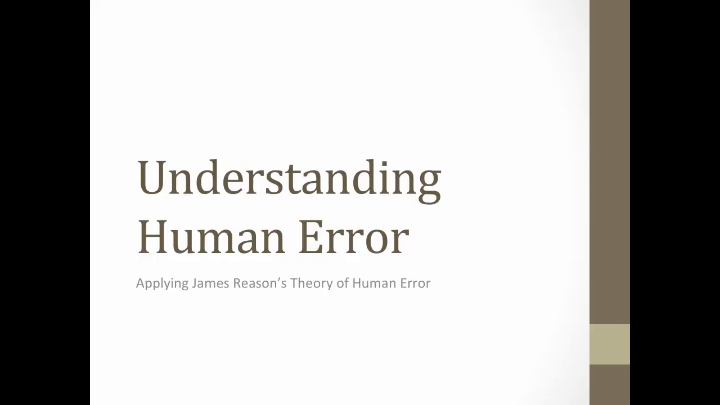This lecture presents current theories of human error in organizations. Information systems rely on human operators, and human operators are bound to make mistakes. So understanding the root causes of human error is critical for improving system reliability. And this lecture looks at some of the most recent theories of human error in organizations.